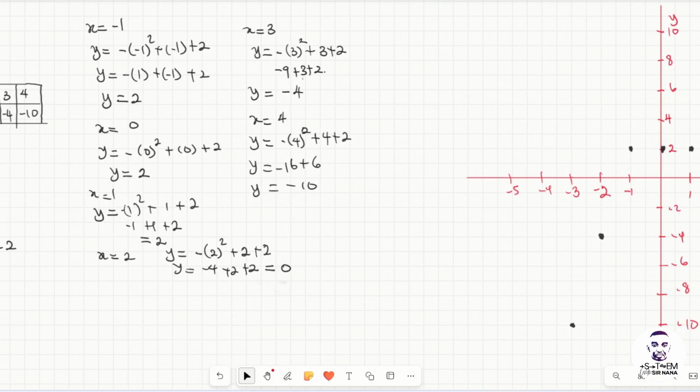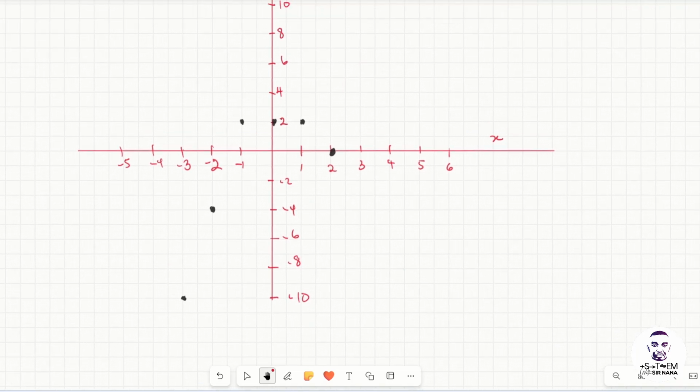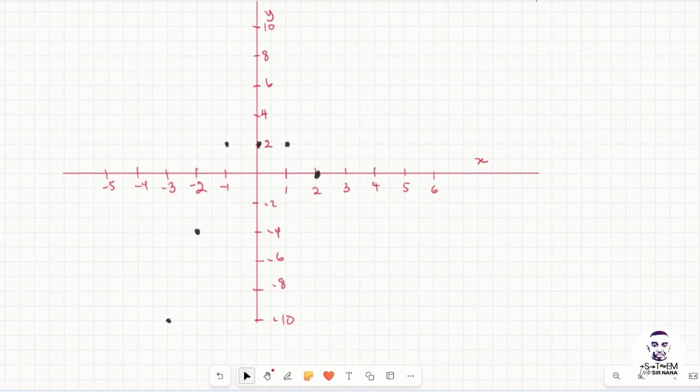And then we also have 3 and negative 4. So 3 on the x-axis, negative 4 on the y-axis. So 3 is here, and then negative 4 is here. And then finally, we have 4 and negative 10. Where we have 4 here, we have negative 10 here.